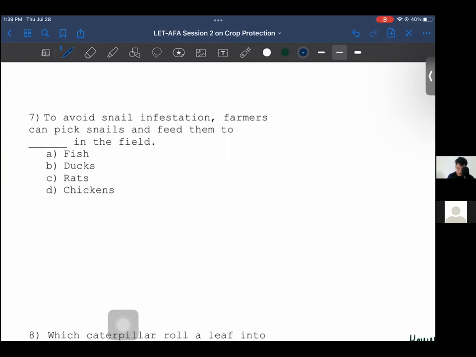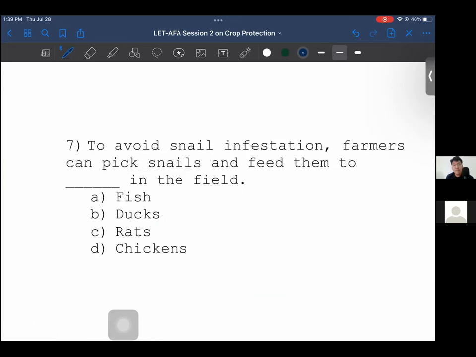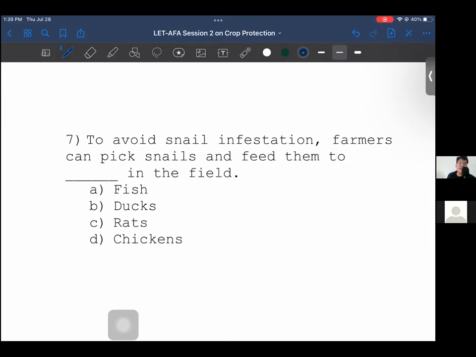Next. Here. Number 7. To avoid snail infestation, farmers can pick snails and feed them to blank in the field. Yeah. So this is somehow an integration question na rin. To avoid snail infestation, farmers can pick snails and feed them to blank in the field. A, fish. B, ducks. C, rats. Or letter D, chickens. The answer here is quite obvious actually.